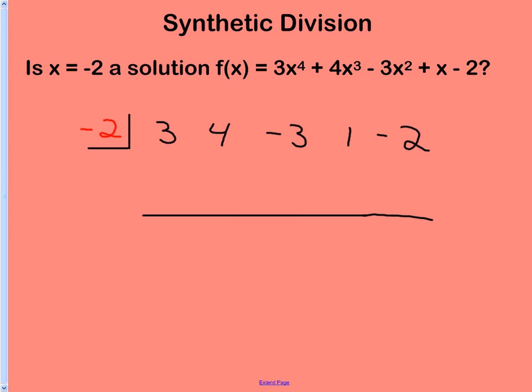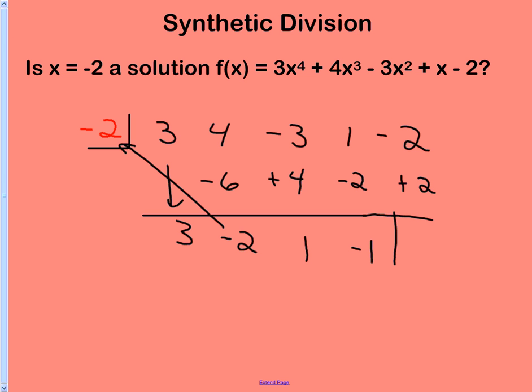Okay, so I got the problem all copied down right here now. Drop the 3 to start with. 3 times -2 makes -6. 4 and -6 makes -2. -2 times the -2 up here makes +4. Add these together, get +1. 1 times the -2 makes -2. Add these together, get -1. -1 times -2 makes +2. I told you it would equal 0. Raise your hand if you got it to equal 0.